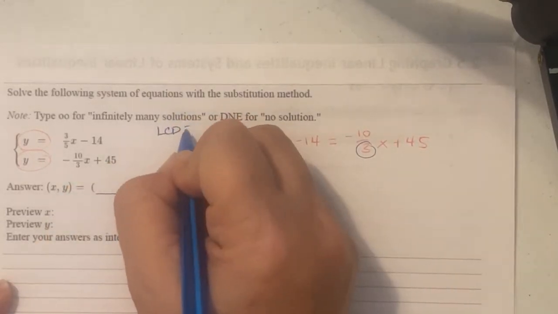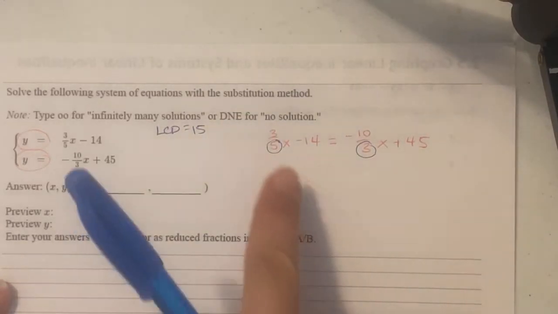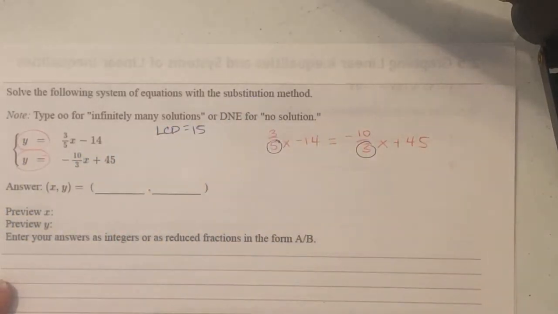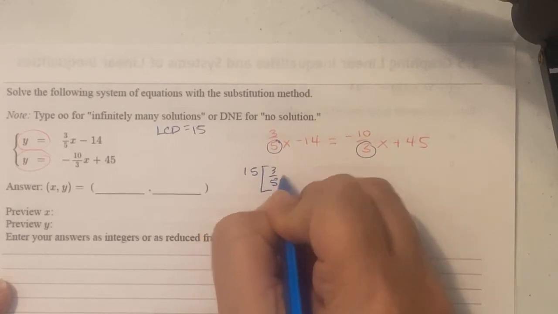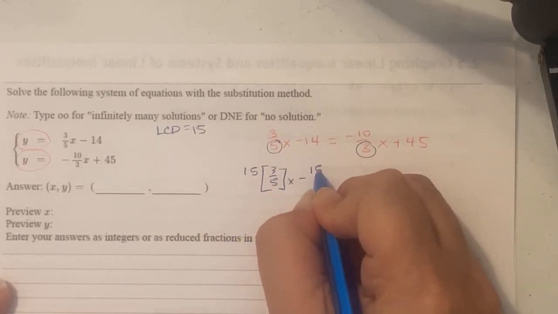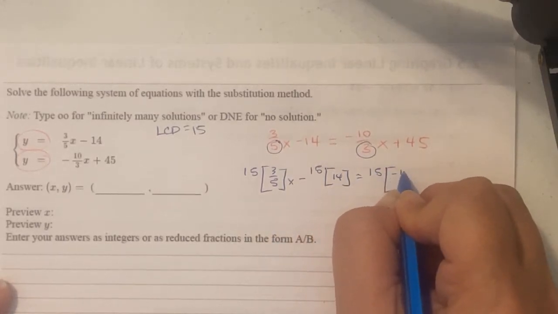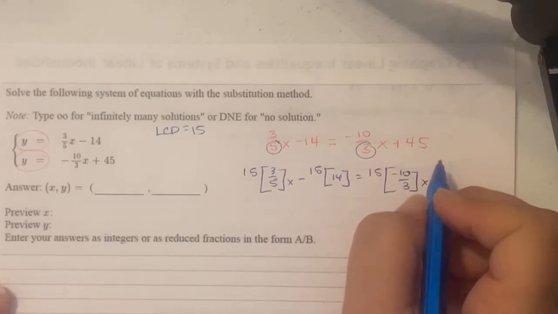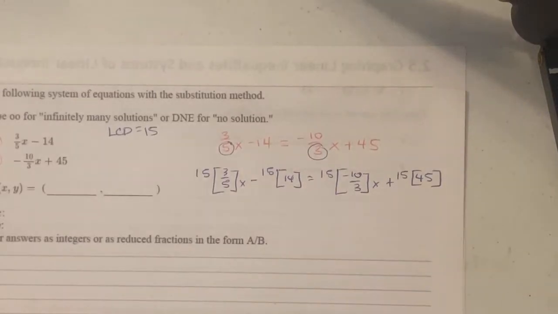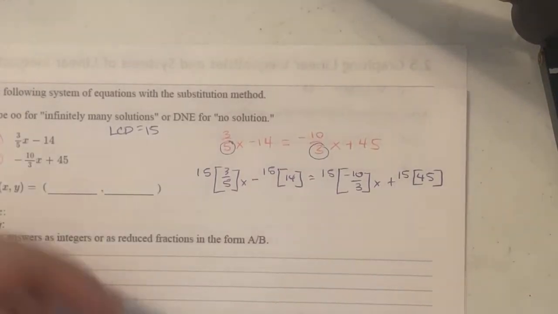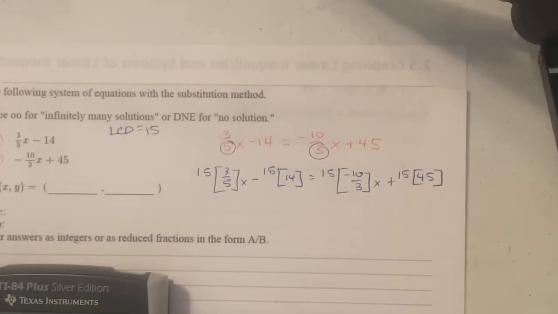5 and 3 are both factors of the number 15. So in order to get rid of the fractions, you are going to multiply every piece of the equation by 15. So I'm going to write 15 times 3/5 x minus 15 times 14 equals 15 times negative 10/3 x, and then 15 times 45. Obviously, I'm going to use a graphing calculator just so I can get to the calculation portion. We're going to eliminate the fractions.